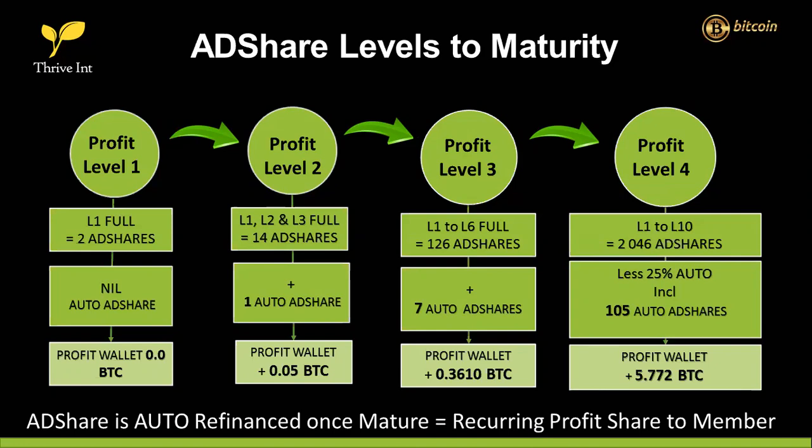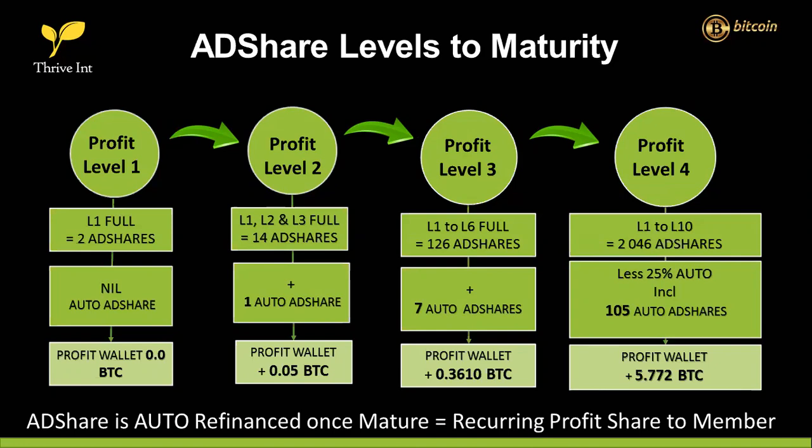Now profit level number 3 is when you've got that same structure filled up from level 1 to level 6, a total of 126 Adshares. The retention wallet now buys 7 additional auto Adshares in your name. They form part of your structure, and you get a profit of 0.361 Bitcoin paid into your profit wallet.